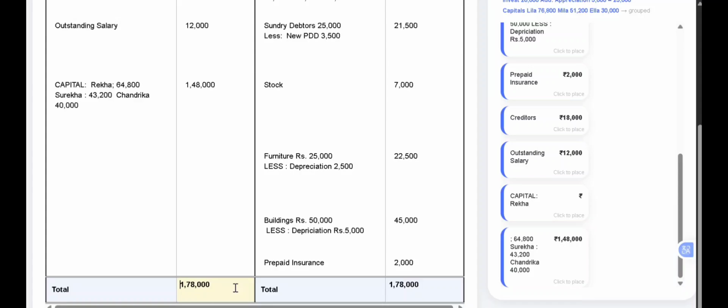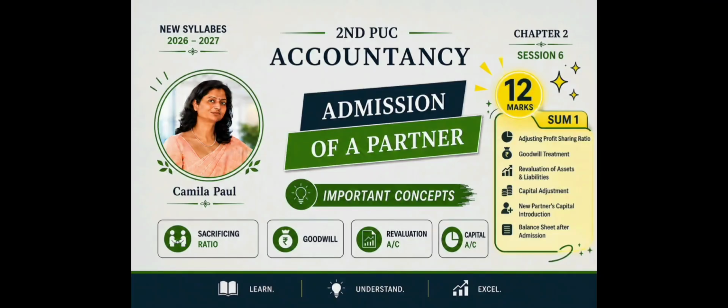So the total of our balance sheet will be 1,78,000. So on both sides you will get the same total. So this is the balance sheet which we have prepared after admitting the new partner.